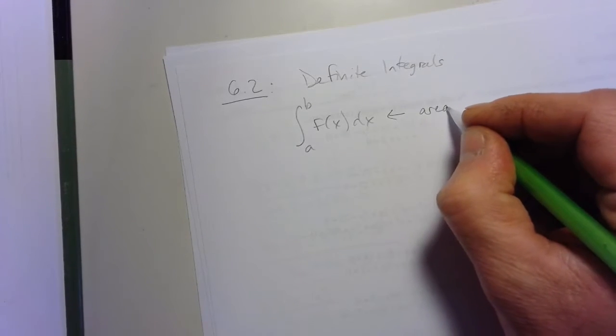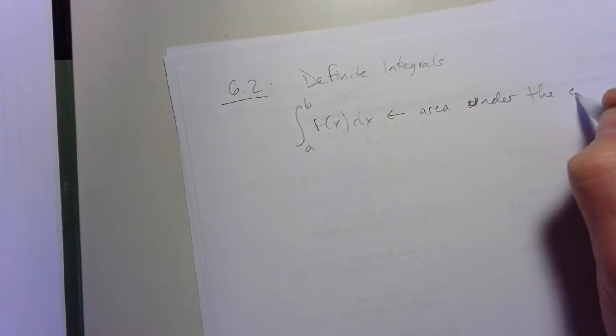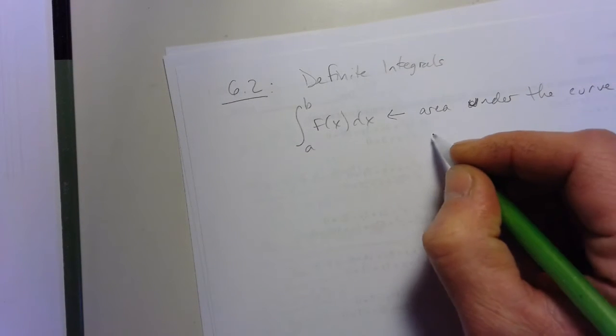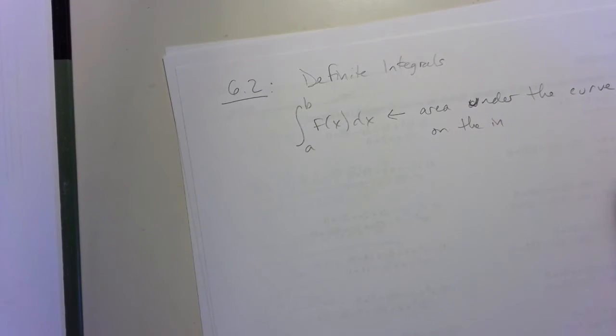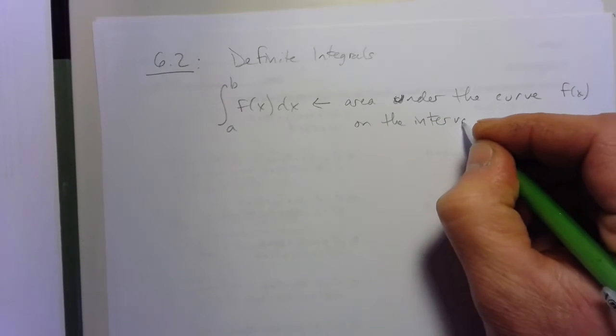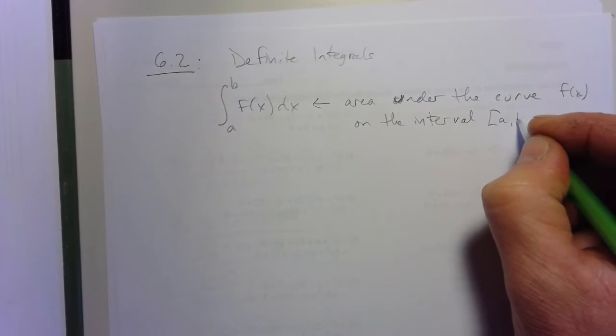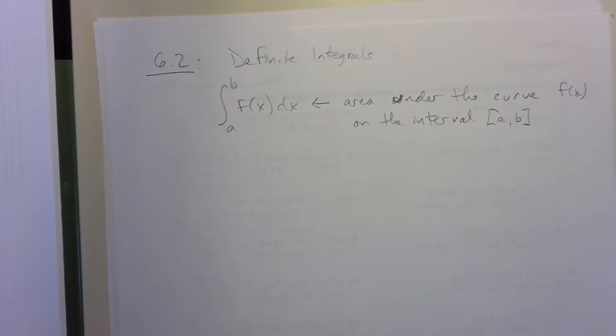find the area under the curve f of x on the interval from a to b. Okay, so this is just an elongated S, right? It stands for the summation. Find the sum of all those infinitely small rectangles that we have there.